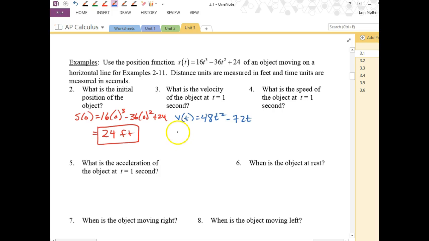Then at time 1, I'm just going to plug 1 in. So we end up with 48 minus 72. So what's 48 minus 72? Negative 20. Anybody want to use their fancy calculator to figure that out?